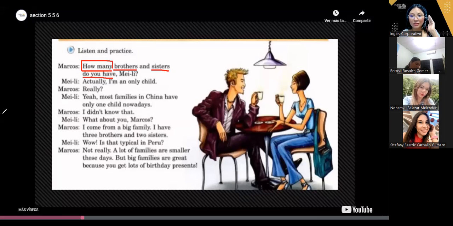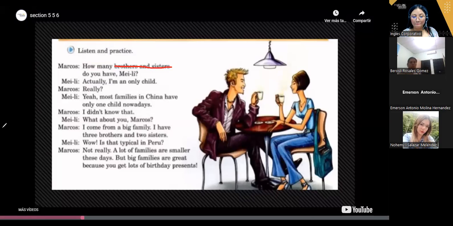¿Cómo pregunto cuántos hijos tienes entonces? How many do you have? Children. How many children? Me encanta. Or kids. Perfecto, pueden usar kids. Children, que es la forma también plural. How many kids do you have? How many children do you have? Perfecto. Preguntemos sobre sobrinos, clase. ¿Cómo decimos cuántos sobrinos tienes?